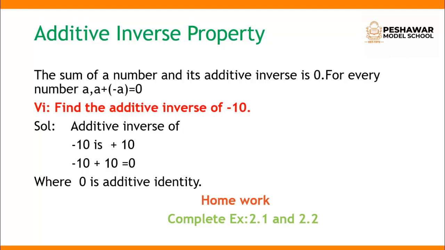If there is a minus, you have to convert this minus into a plus sign, and if there is a positive sign, you have to convert it into a negative sign. Now you put it in the same way in an equation, like minus 10 plus 10. Minus 10 is your question, and what is the additive inverse of minus 10? Which is plus 10. So minus 10 plus 10 is equal to 0, where 0 is the additive identity.